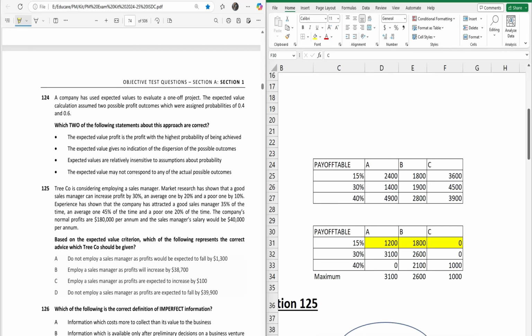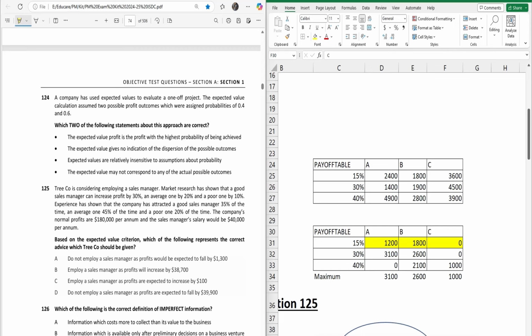The first one is saying expected value profit is the profit with the highest probability of being achieved. No, in expected value we take a weighted average, not the outcome with the highest probability, right? That's why it's incorrect.